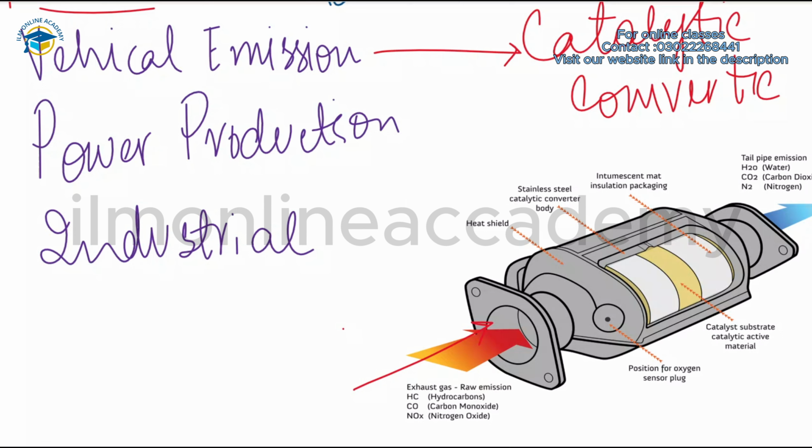Gases will enter here. The exhaust gases, like carbon monoxide, nitrogen oxide, hydrocarbons, and any other harmful or toxic gases produced by the vehicle engine, will enter one side of the catalytic converter. This uses a rare transition metal catalyst, which is why we call it a catalytic converter, because it uses platinum, palladium, or any other metal can also be used here.